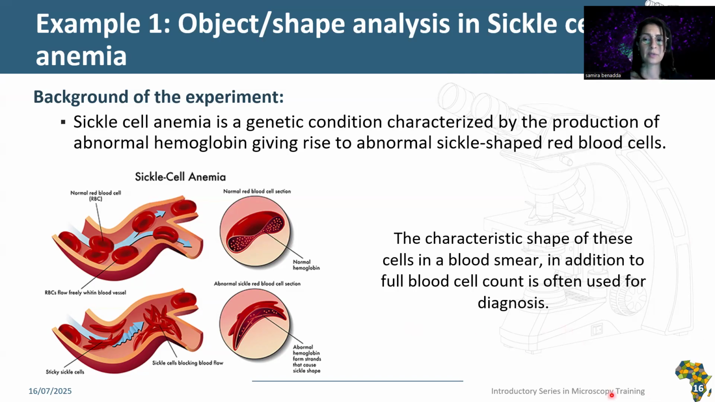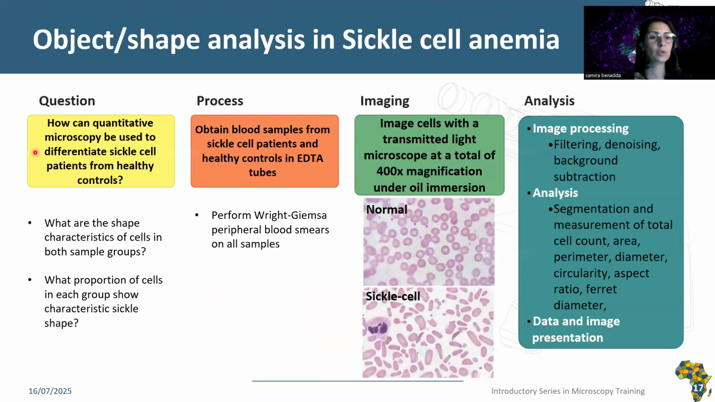How can we know? We can quantify microscopy to compare sickle cells with the control and know the difference, because we know the difference in shape in sickle cell anemia. So it makes sense. We want to use quantitative microscopy to differentiate sickle cell patients from healthy controls and to characterize the different groups.